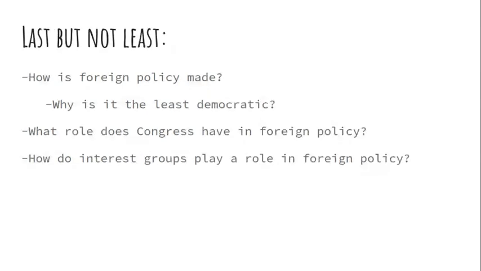And then finally, how is foreign policy made? Why can it be argued by me and others that it is the least democratic? What role does Congress have in foreign policy? How do interest groups play a role in foreign policy?